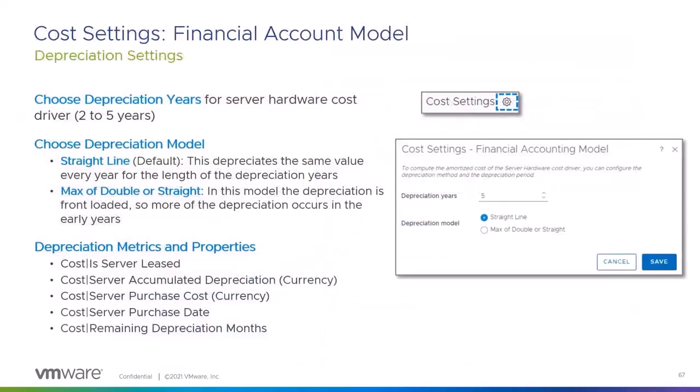Another thing, when we're dealing with servers that you purchase, so these are not servers that are leased, these are servers that you've purchased, the system will actually go and do depreciation for you. You can go in and set your depreciation settings, from 2 to 5 years, and then you choose the depreciation model that you use, whether it's straight line or max of double or straight. Once you set this up, for any server that you marked as purchased, the system will automatically do the depreciation for you based on the purchase date that you entered in the cost driver.